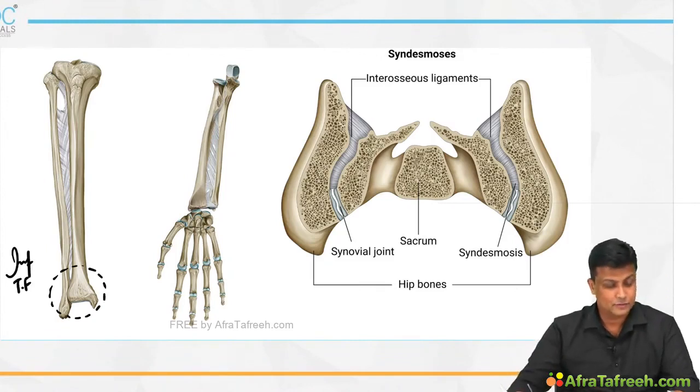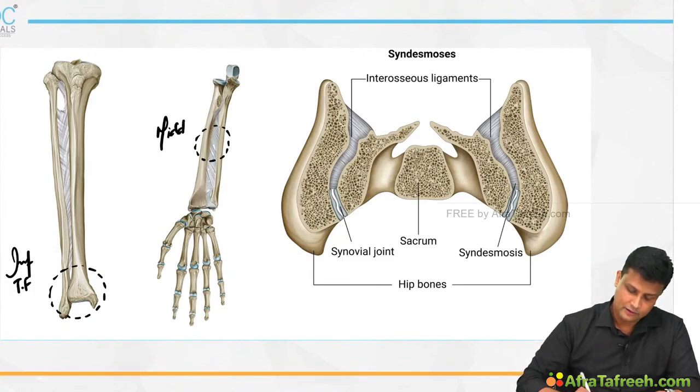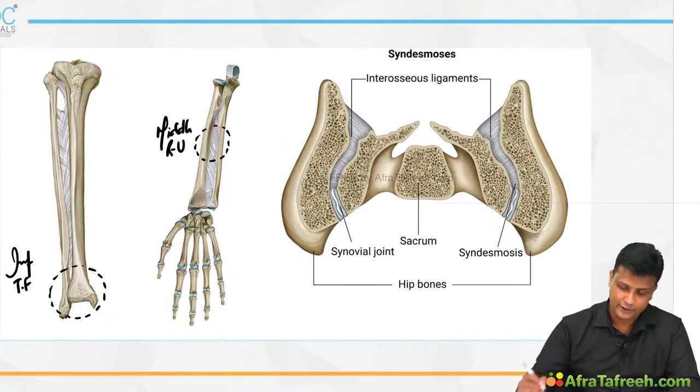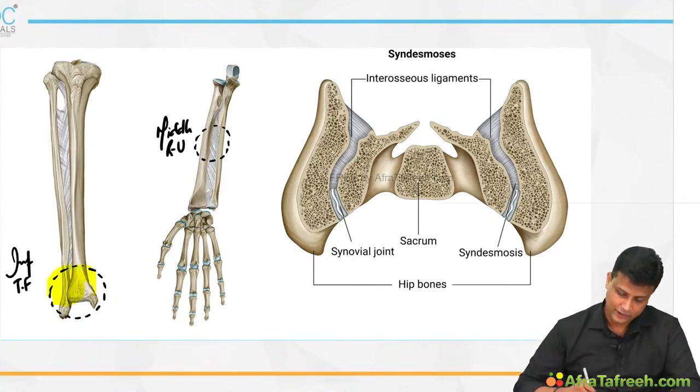What are the examples of syndesmosis? Okay. And then number two, yes, the middle radio-ulnar joint. Inferior tibiofibular joint here, number one, and then the middle radio-ulnar joint.